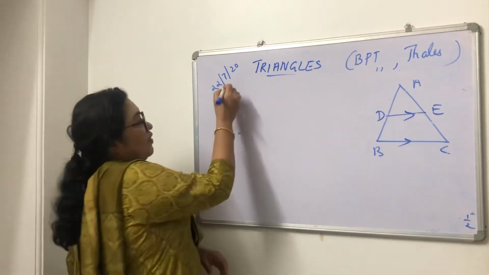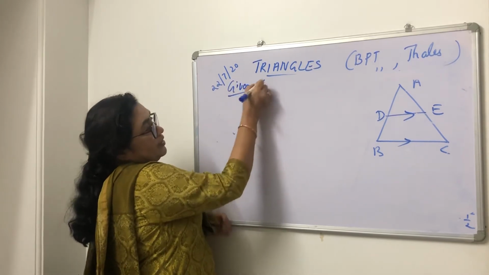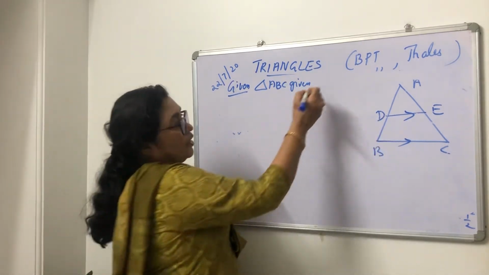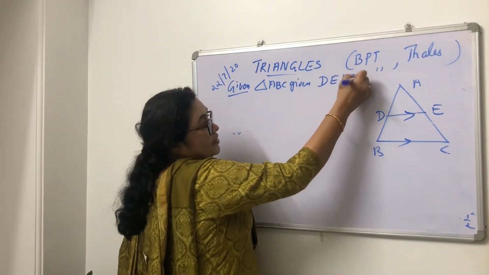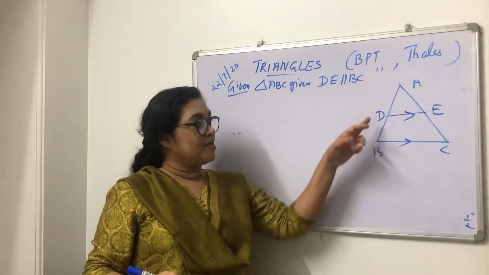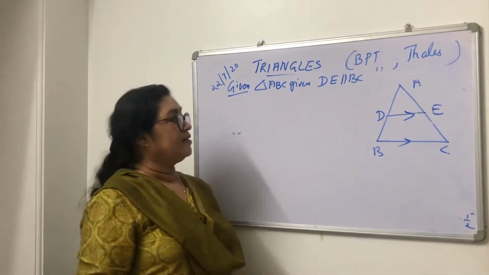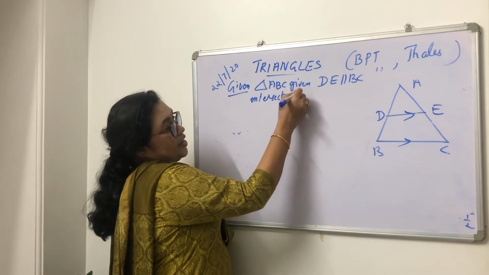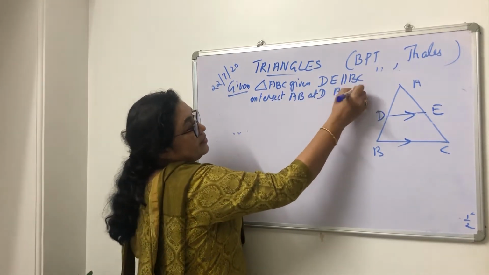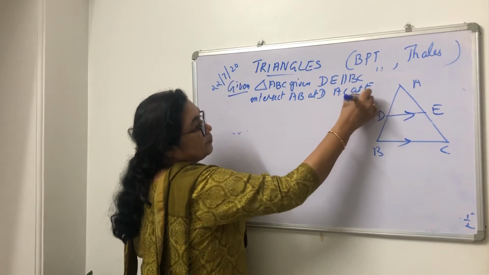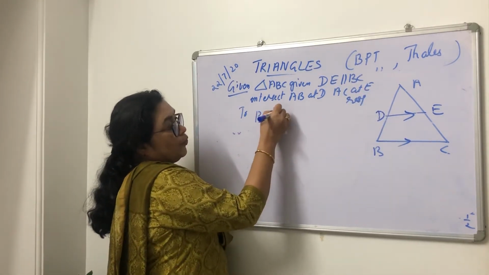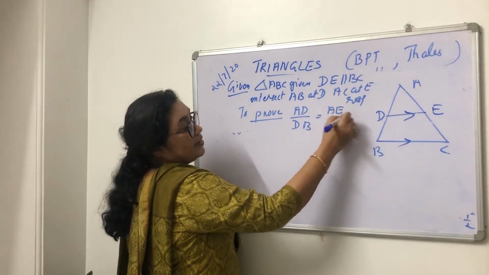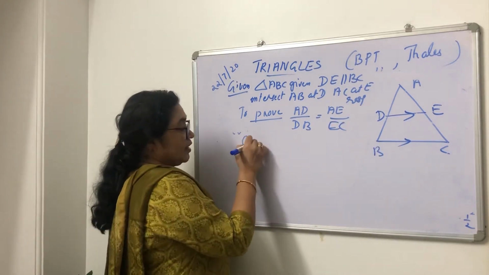So what is the given? Given means a triangle ABC is given. Then DE is parallel to BC. It intersects AB at D and AC at E respectively. What you have to prove? You have to prove AD by DB is equal to AE by EC. Now there is a construction.